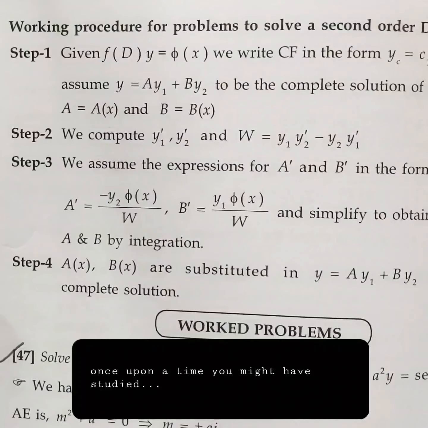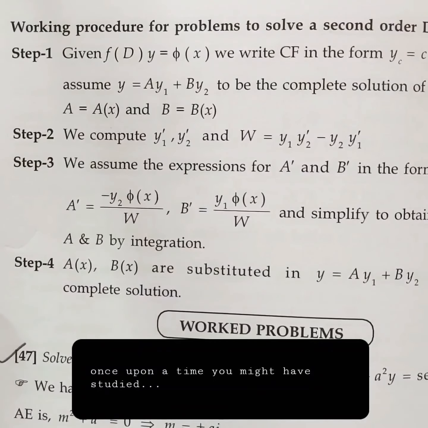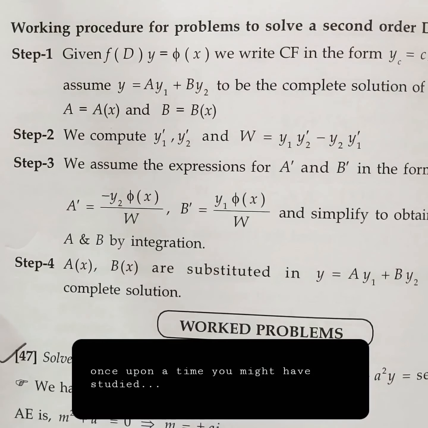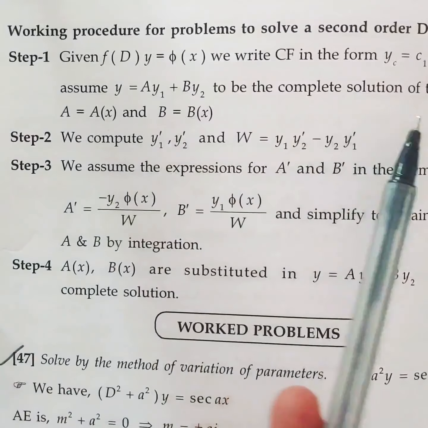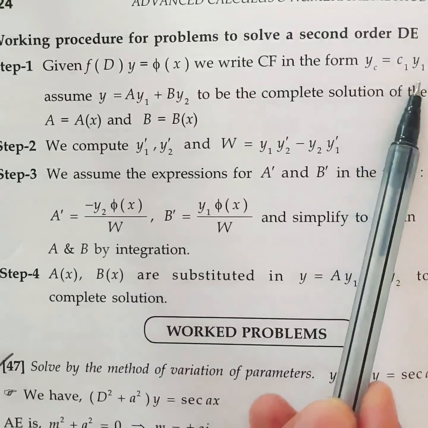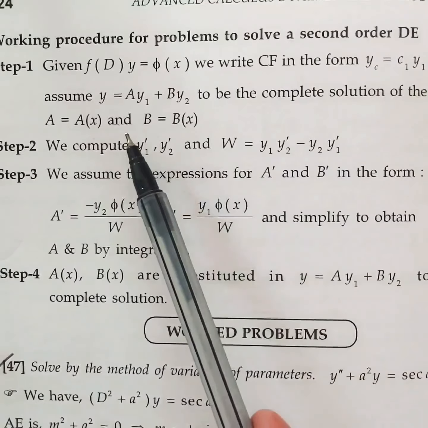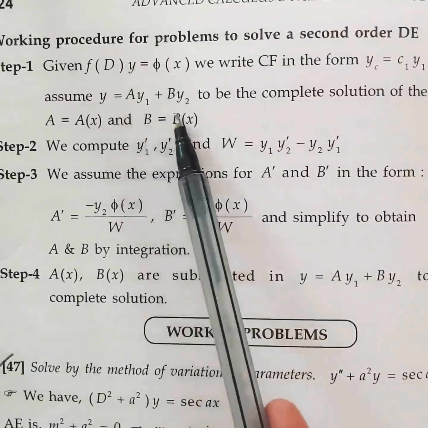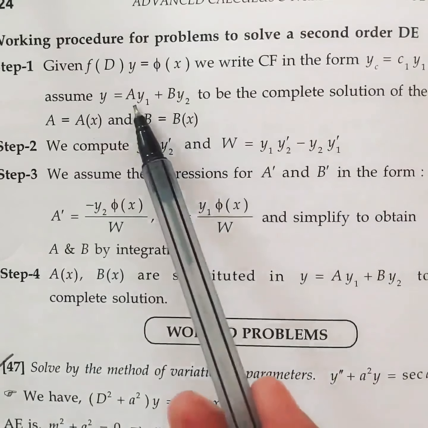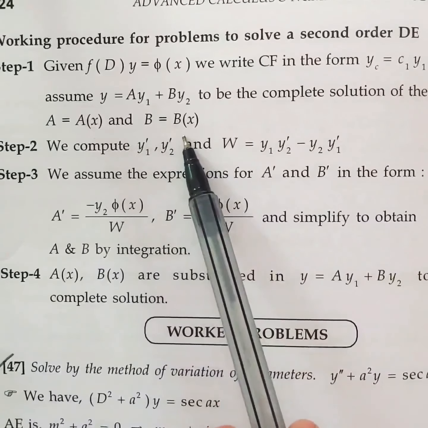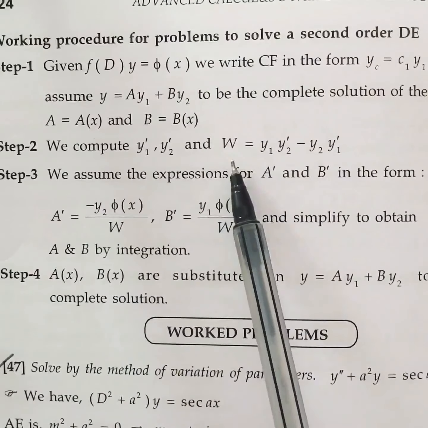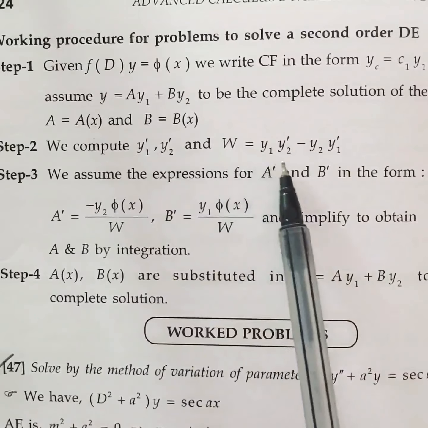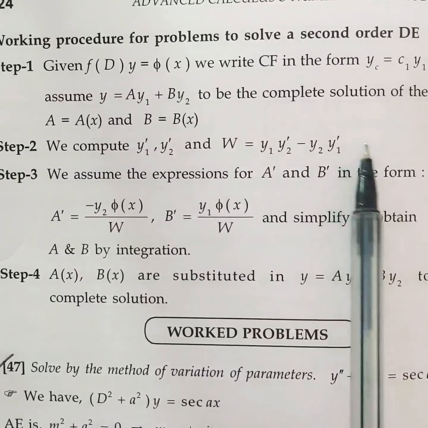And this is the procedure for solving a second order differential equation using variation of parameters. Actually we have studied this also earlier. So given f of D into y is equal to phi of x, and the complementary function is yc equal to c1 y1 plus c2 y2, we assume that y is equal to a y1 plus b y2 is the complete solution, where a is a of x and b is b of x. We have to find y1 dash, y2 dash, and W, which is the Wronskian, that is W is equal to y1 y2 dash minus y2 y1 dash.